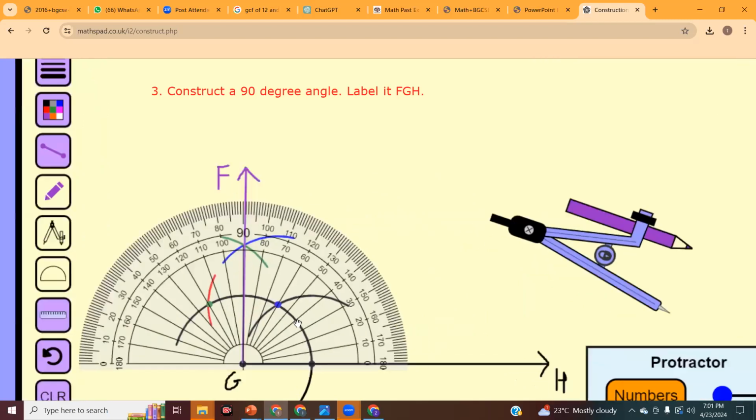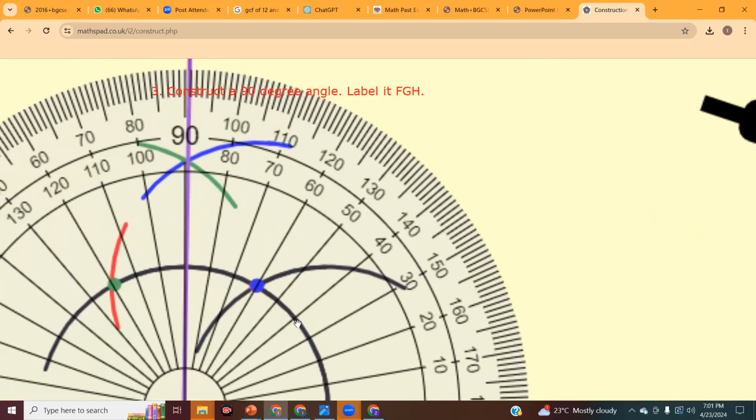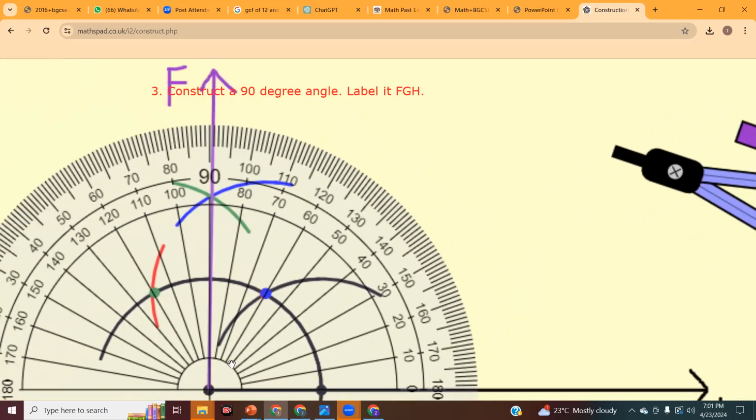And if we use a protractor, we can see that this, does mine fall exactly on 90? Or it's very close? Let me know what y'all see. It's very close, right? So this is 10, 20, 30, 40, 50, 60, 70, 80, 90. It's not exactly on 90. It's very close to 90.